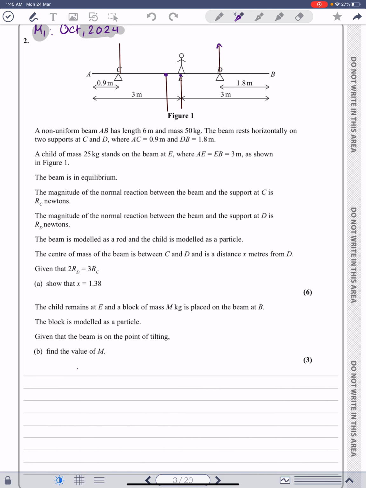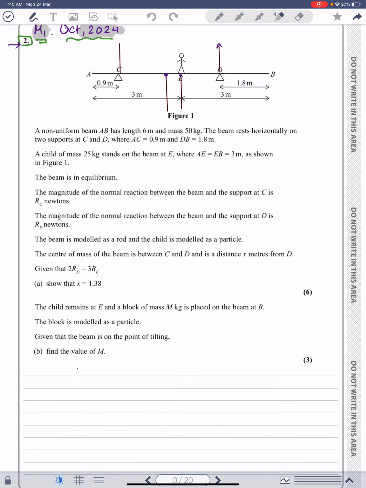We are continuing with the Crystallizing M1 paper, October 2024. We are on question 2. We recognize directly that this is talking about moments. We read the question sufficiently, focusing on the key statements, resolving as we'll be doing in the next few minutes.